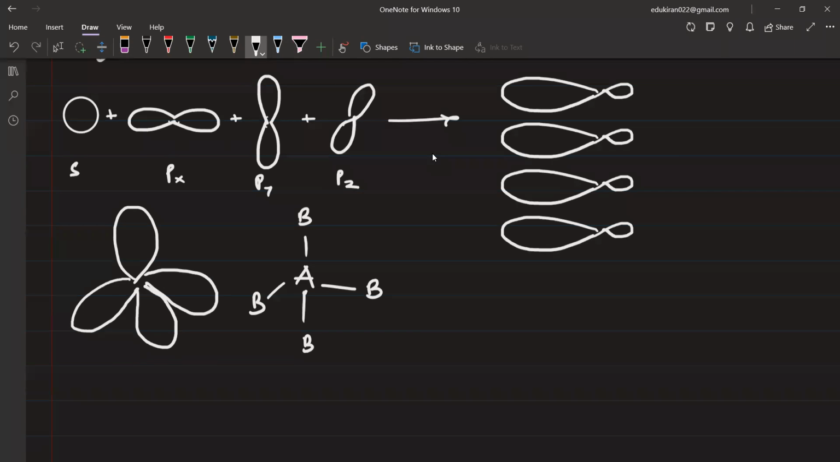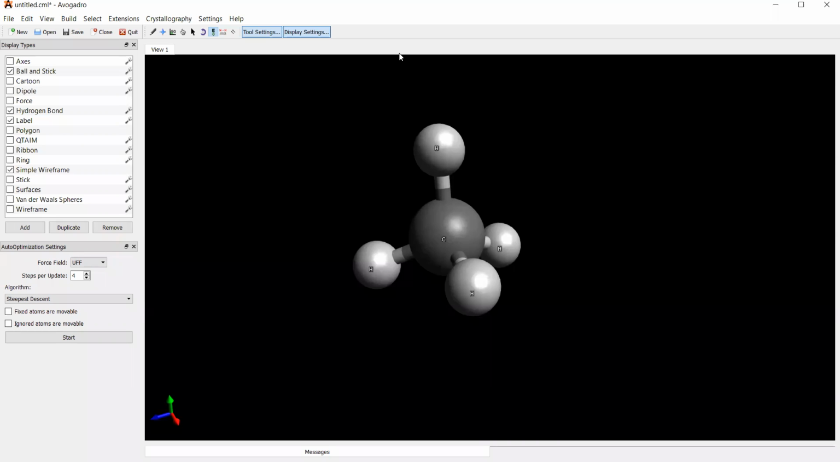Also remember one more thing, that one of these B will be out of the plane, it will be coming outside, and one of these B will be behind the plane. I'm showing you an example. Can all of you see this? Yes, sir. So this is how it is going to orient itself.